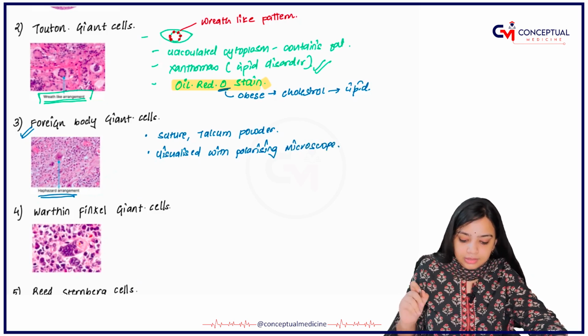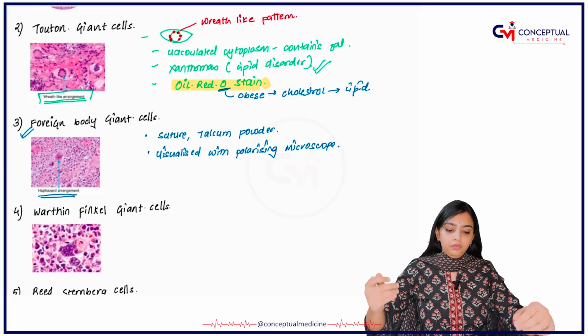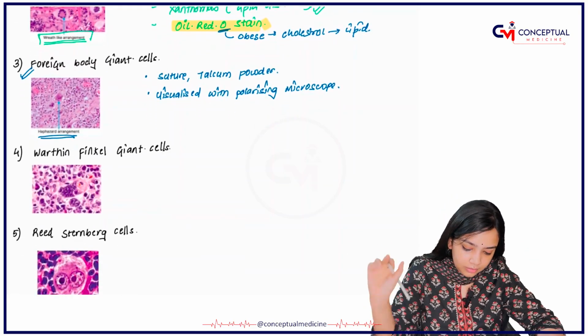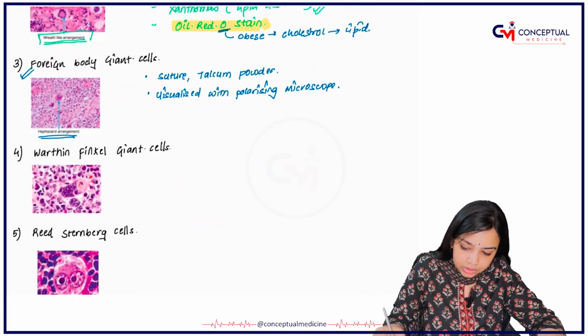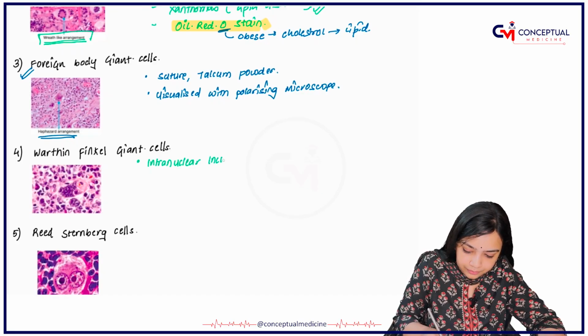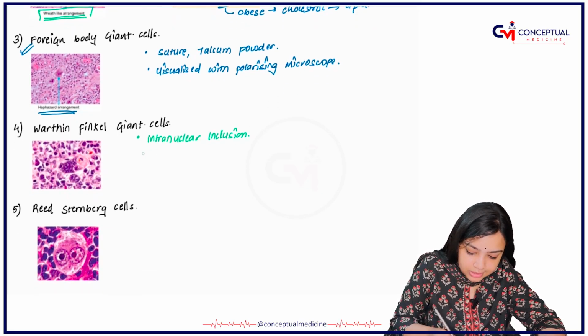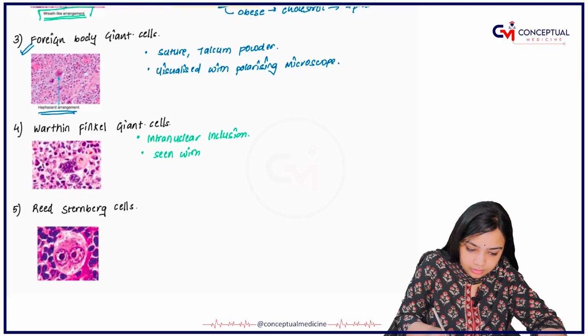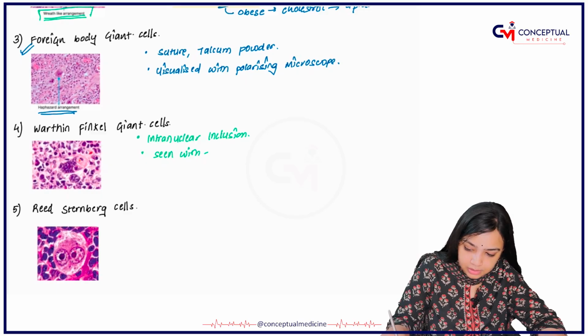Okay. Next thing that we have is the Warthin giant cells. Now, what is Warthin giant cells? Warthin giant cells are basically your intranuclear inclusions, and they are seen with the measles virus.